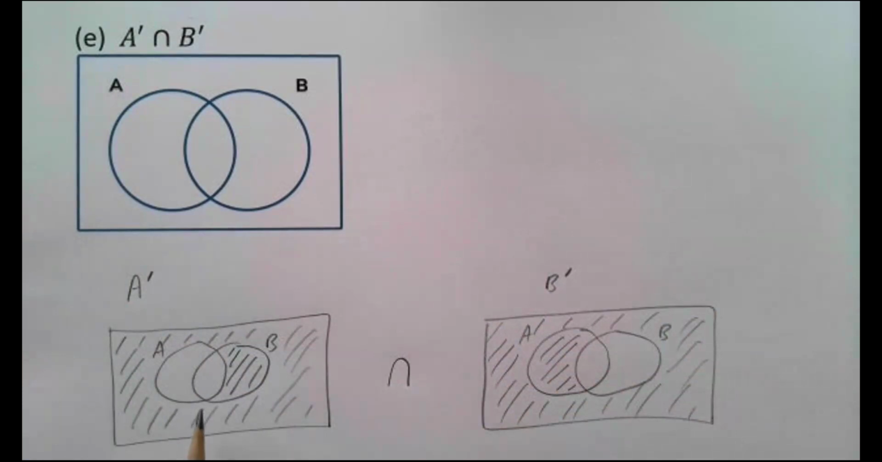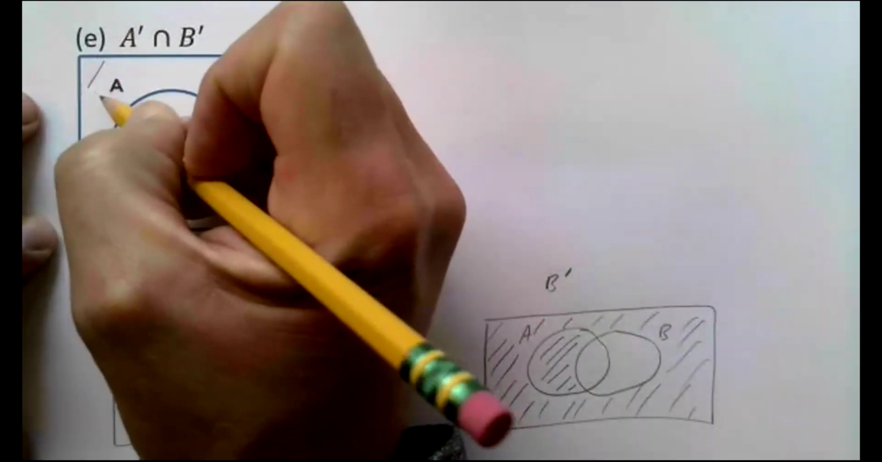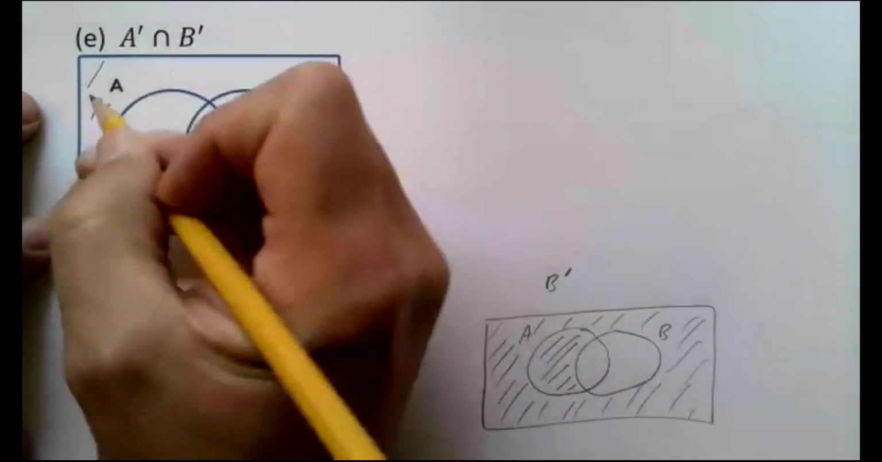That means my final answer is going to be the overlap of these two. My final answer is going to be only the things that are shaded in both at the same time. Notice that the outside part is shaded in both. I think I said circles, I meant Venn diagrams. My answer is going to be whatever is shaded in both Venn diagrams at the same time. Like, where does the shading overlap each other? Notice that the outside part is shaded in both, so the outside part is going to get into the intersection.